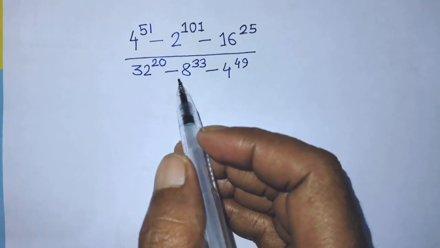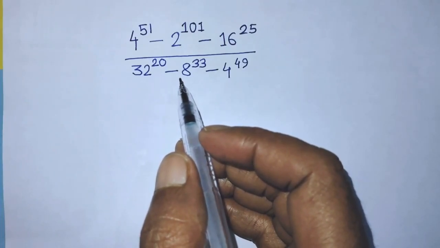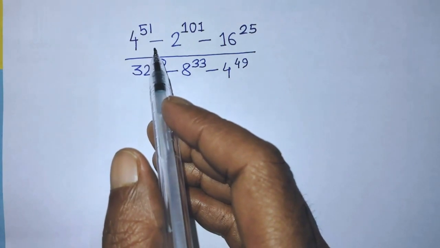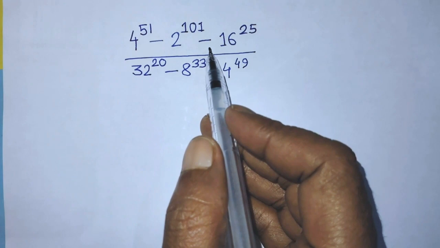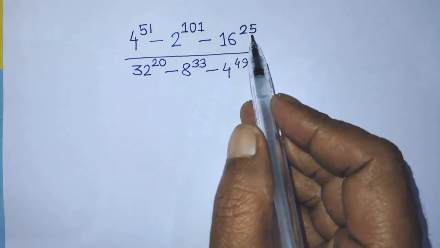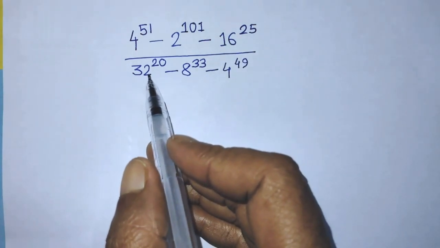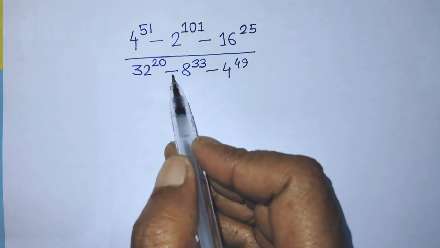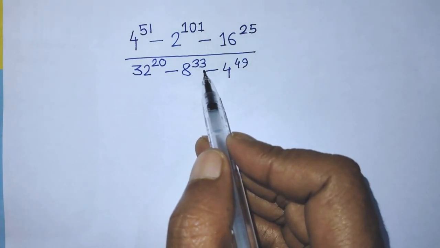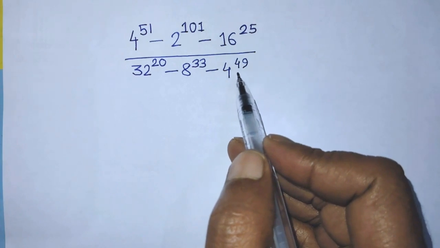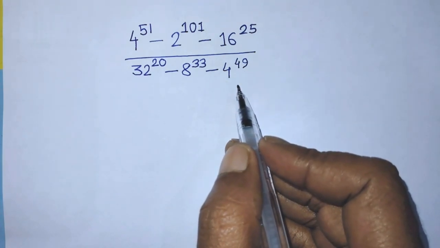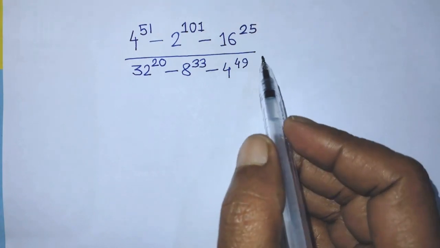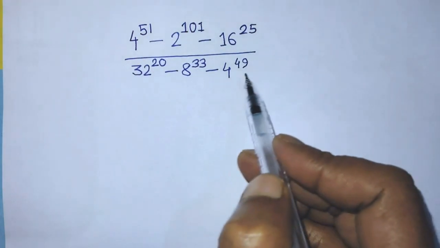Hi guys, you are welcome to solve this math problem which is (4 to the power 51 minus 2 to the power 101 minus 16 to the power 25) over (32 whole to the power 20 minus 8 to the power 33 minus 4 to the power 49). So students, today in this video I am telling you how to simplify this algebraic expression.